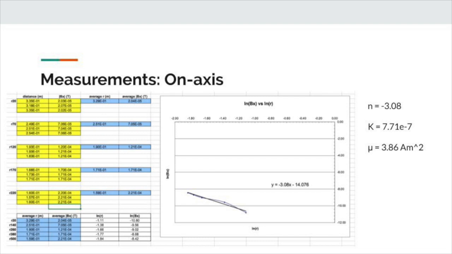When the line equation of this graph is then also compared to the second equation in the mathematics slide, you can see that the n value is equal to the slope, and then the 14.076 that you see is used to calculate k, and then also these values can be used further to calculate the value of mu, which is the magnetic dipole moment.